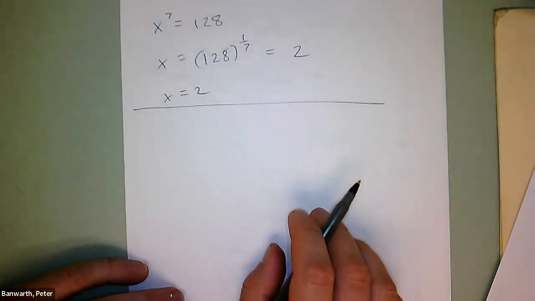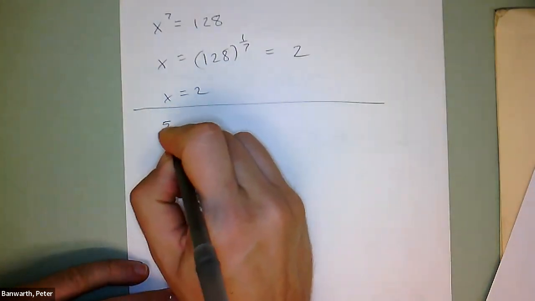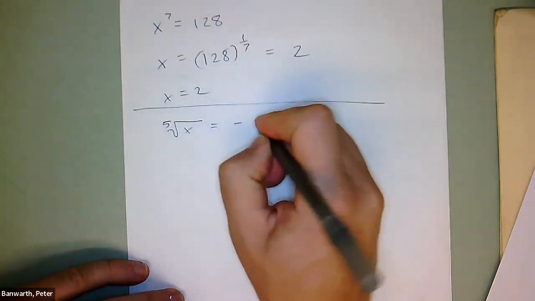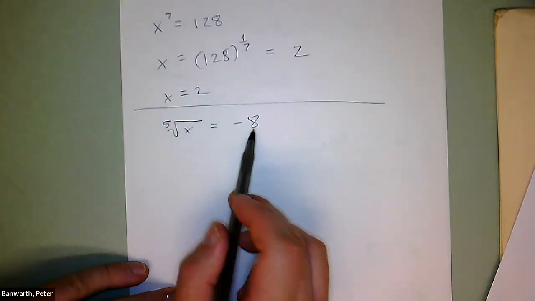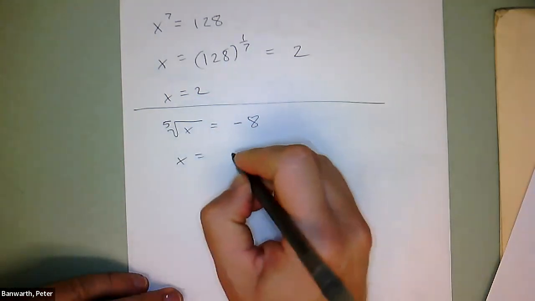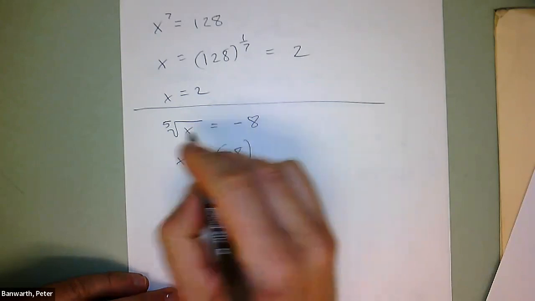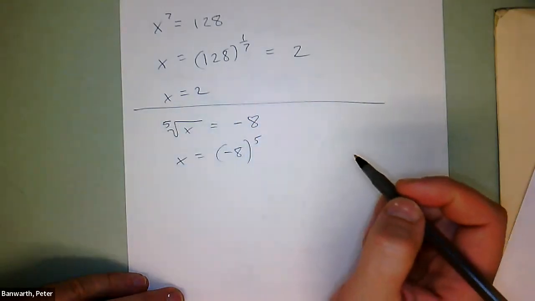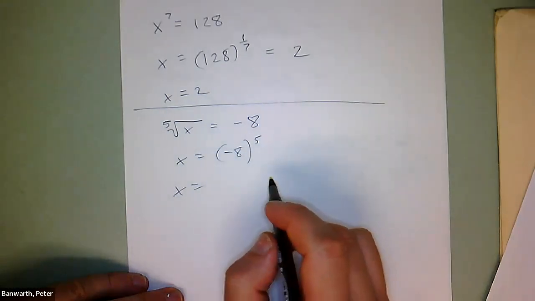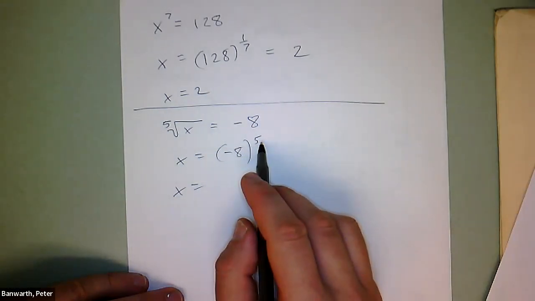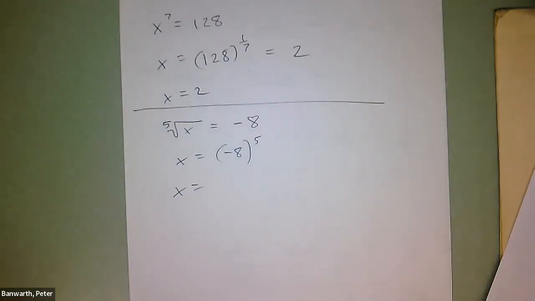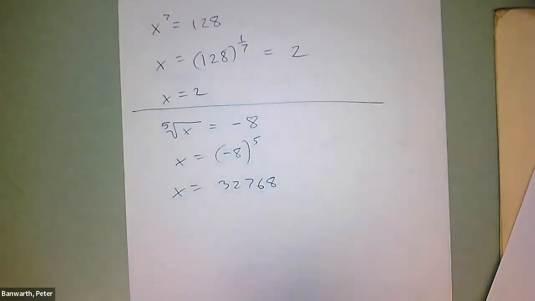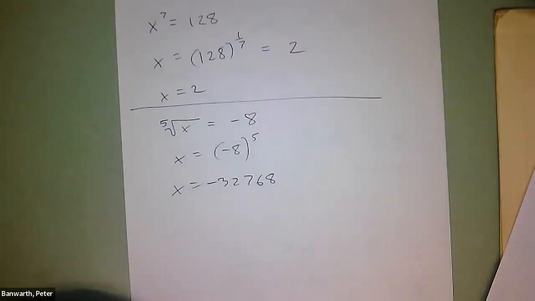Any others? These are all pretty basic ones. I could do the 5th root of x equals -8, which is okay because it's a 5th root, it's an odd root, so negative makes sense. So x would be -8 to the reciprocal of 1/5, which is 5. I don't know what that number is. That's to the 5th, that's a big number. It's 3, 2, 7, 6, 8, with the negative, because that's a negative.